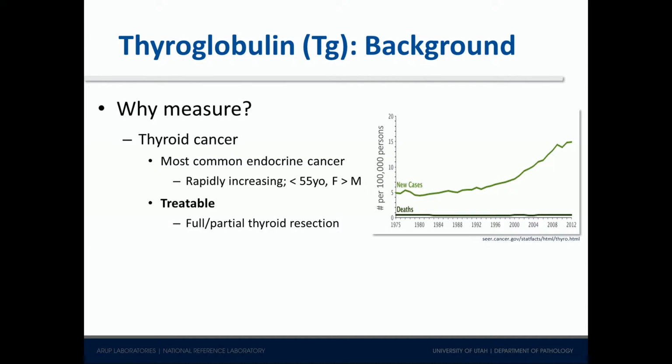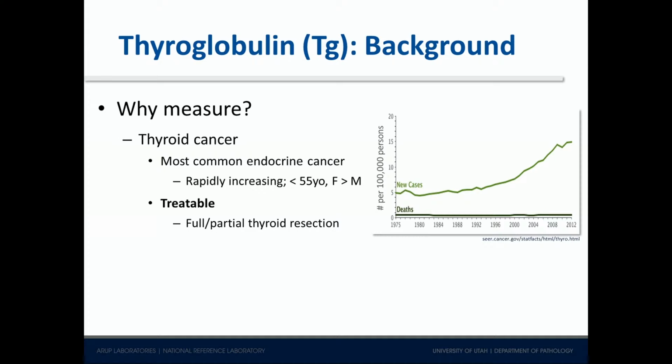So why would we ever even measure thyroglobulin in the first place? So one of the main applications has to do with thyroid cancer. So thyroid cancer is actually the most common tumor of the endocrine system, makes up 90% of all endocrine cancers, and it's the most rapidly increasing cancer in the United States. And so as you can see on the right-hand side with the graph there, you can see the trajectory of new cases. So this is only graphed up through 2012.